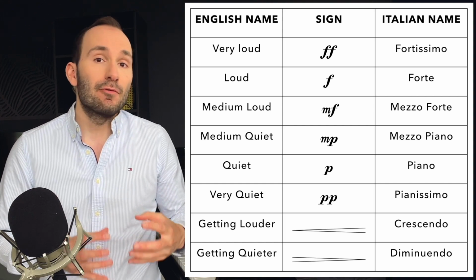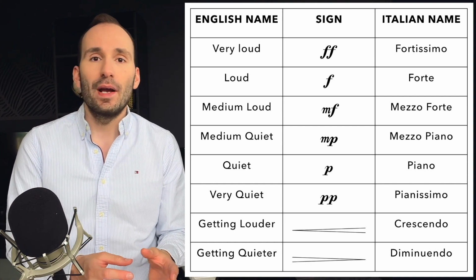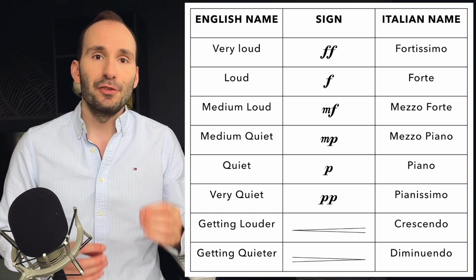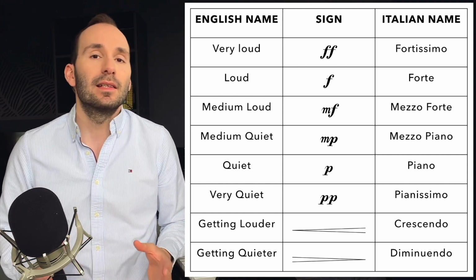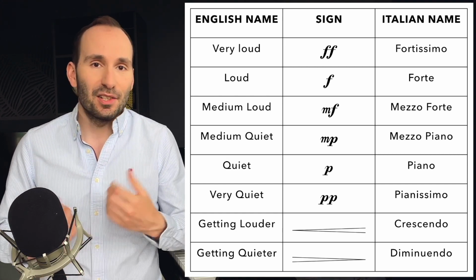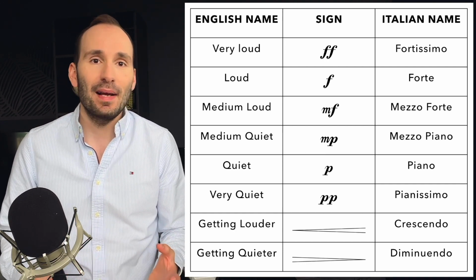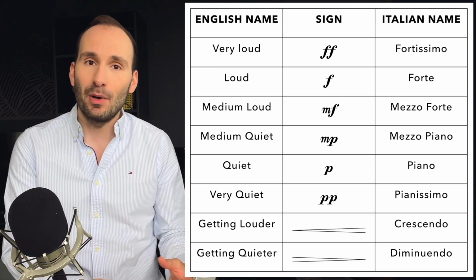Having said that, these are relative terms. It means that they are relative to each other. So if you have a piece where the beginning starts P and the ending finishes F, you know that the ending is going to be much louder than the beginning, independently of how loud loud is. So the point is that loud always has to be louder than quiet. It doesn't matter how loud loud is, as long as it's louder than the quiet part in the same piece of music.